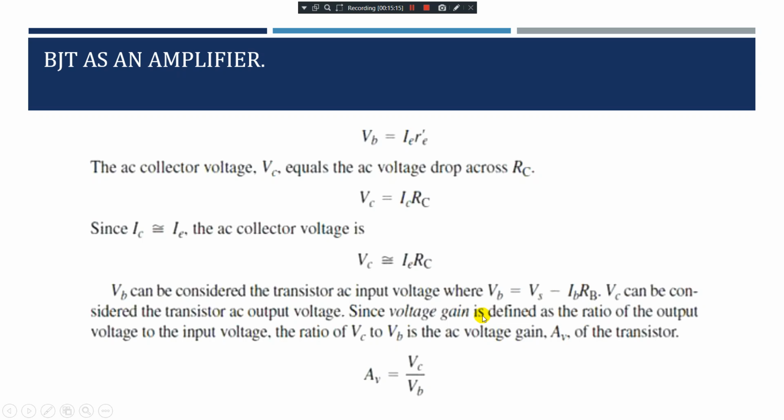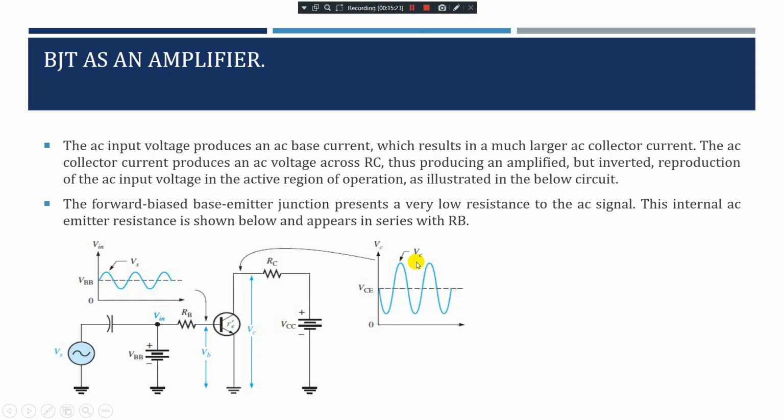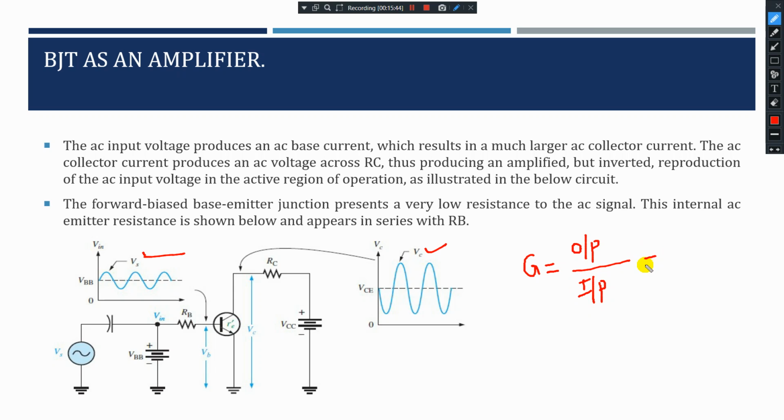Okay, since voltage gain is defined as the ratio of the output voltage to the input voltage, what is the output voltage here? It's nothing but VC. What is the input voltage here? Vs. So what is gain? Gain is equal to output by input. Here the output is VC divided by Vs. So this gives you gain.